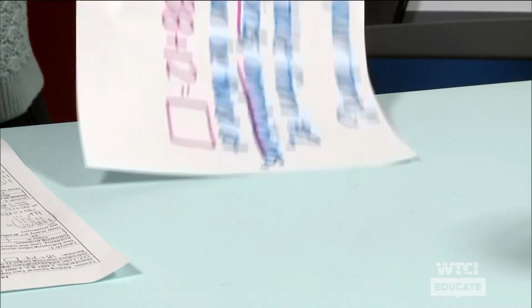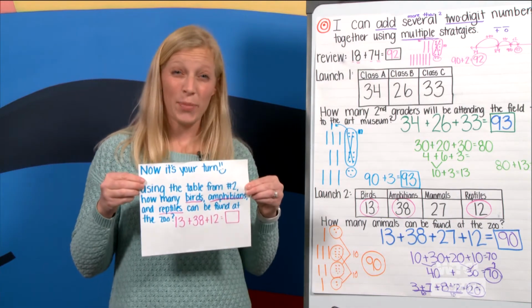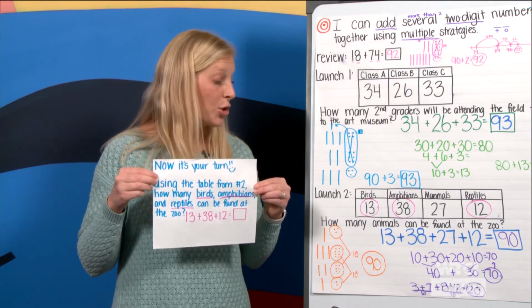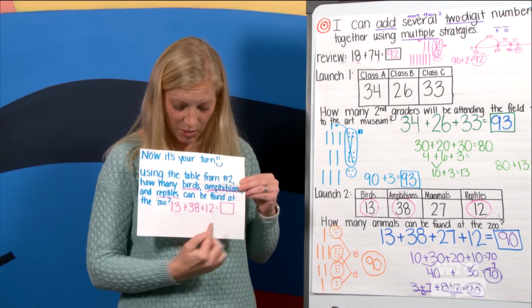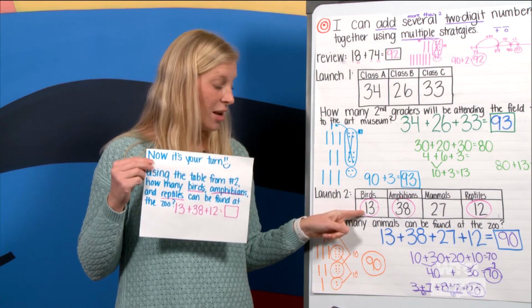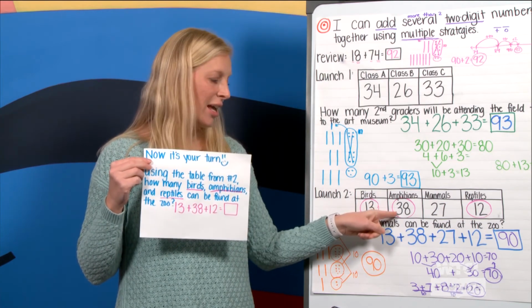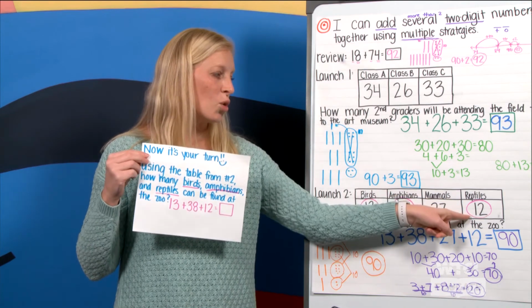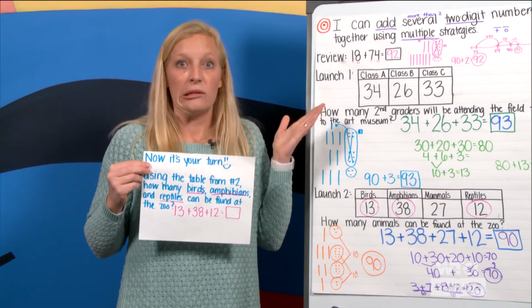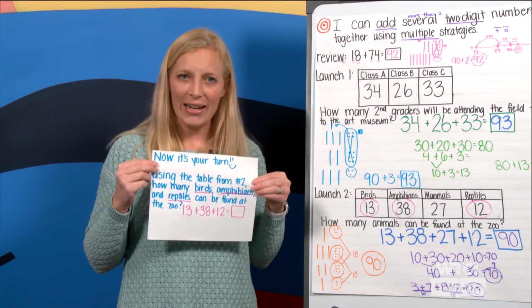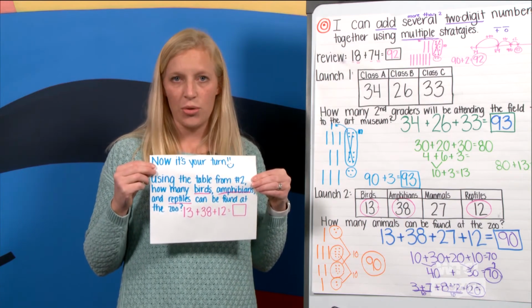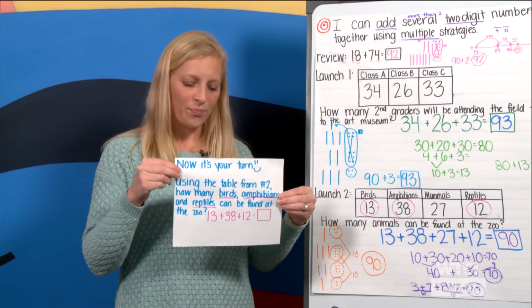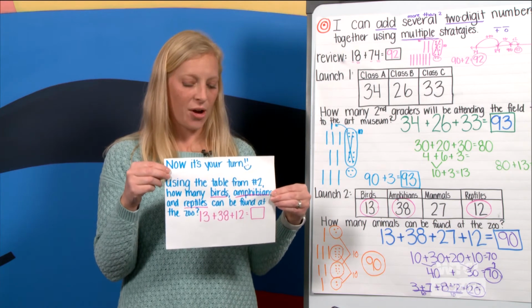Now, second grade, you're going to do this part at home. You are going to write down this equation. 13 plus 38 plus 12 equals, I don't know. Let's find out how many of these animals you can find at the zoo. Don't forget to write this down.